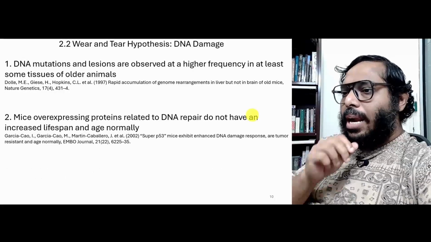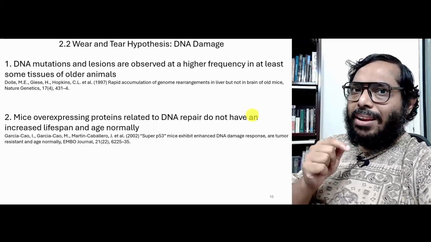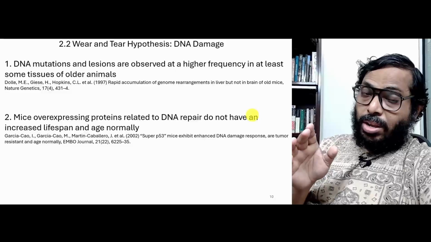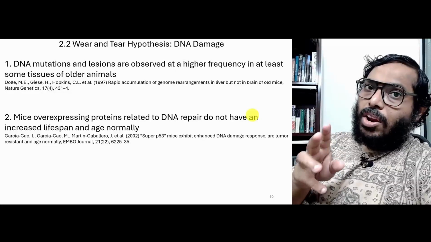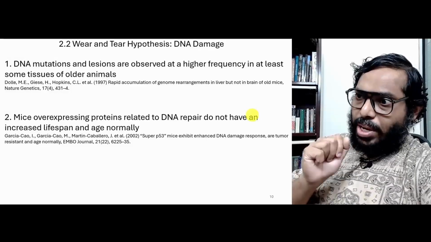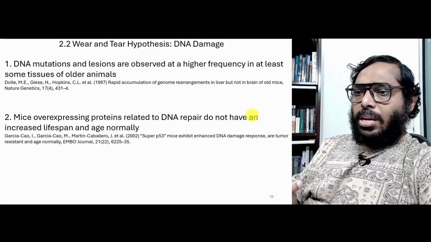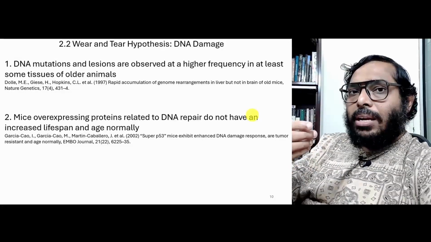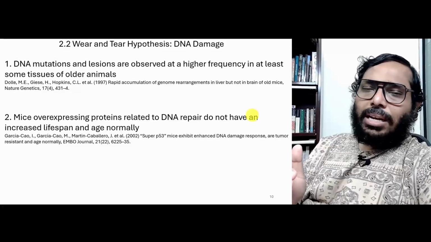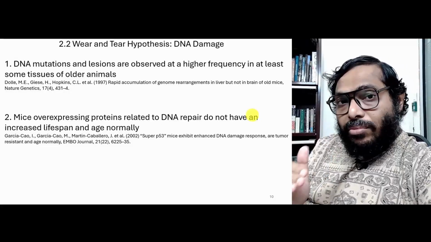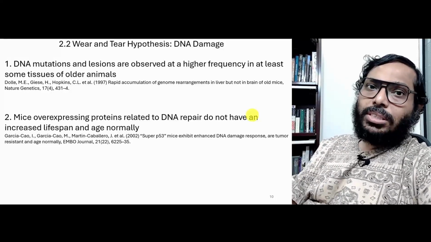So, it turns out that if you take mice which overexpress proteins that are related to DNA repair, okay, remember the body has all kinds of repair mechanisms which take care of whatever mutations happen during DNA replication. So, if you overexpress proteins that will lead to this DNA repair, you expect that there is more repair happening, therefore less aging. Yet such animals, such mice, they have the same lifespan, they do not have an increased lifespan and their aging process is also similar.